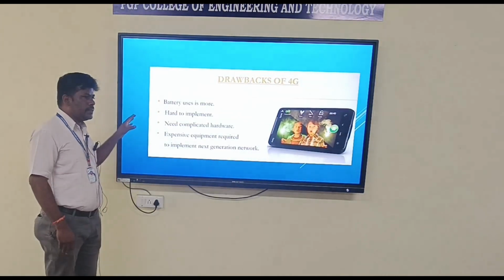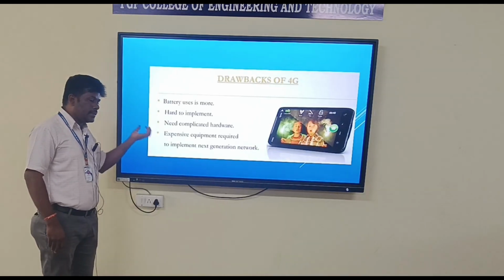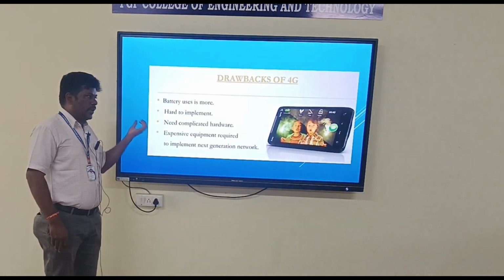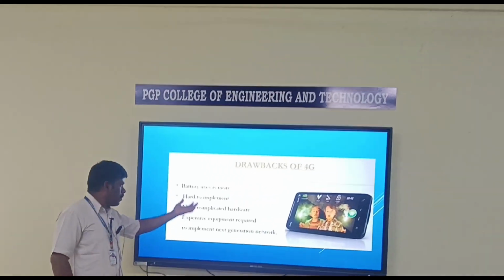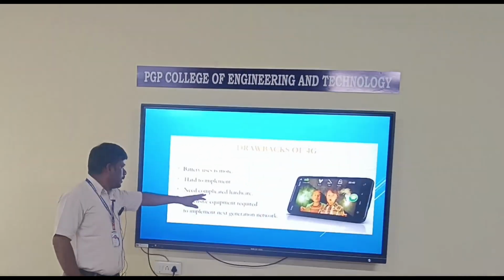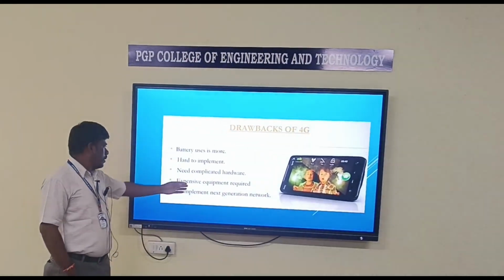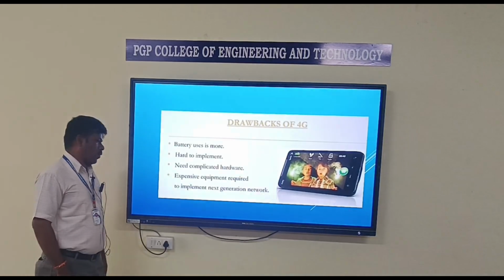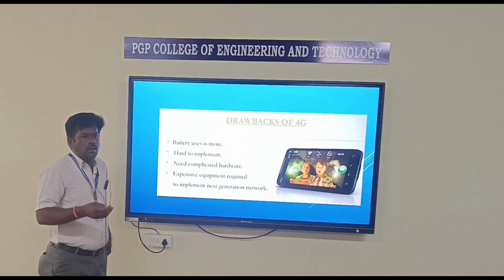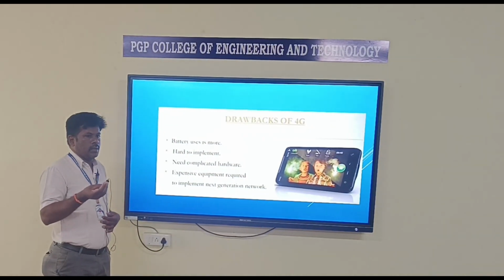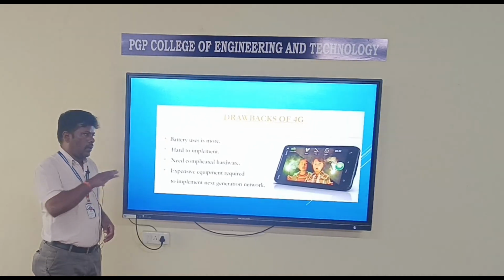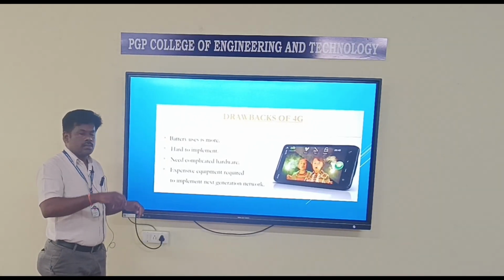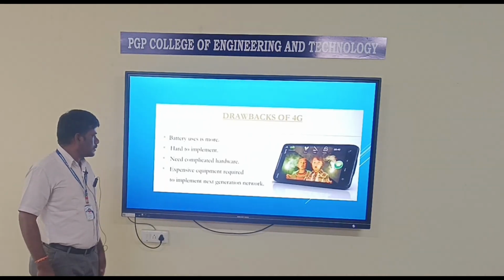It is also hard to implement, because as I already told, this is based on the 3GPP, Third Generation Partnership Project, where third generation architecture is involved. It needs complicated hardware and expensive equipment. You have to deploy more base stations to cover dense areas, so the cost increases.